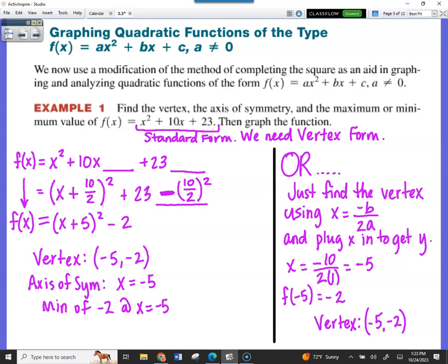Now it says to graph it. We've run out of room, but if you were to, it's left 5, down 2, opening up. So left 5, down 2. So it's something like that, right? I mean, that is a sketch. Okay, go to the next one.